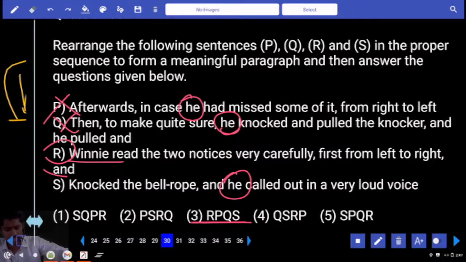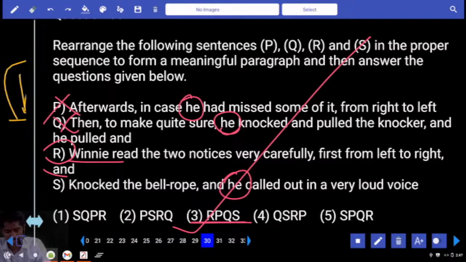Let me check. Only the third option has that opportunity of R becoming the first. Let me read. Winnie read the 2 notices very carefully, first from left to right, and afterwards, in case he had missed some of it, from right to left. So left to right, right to left next. They need to make quite sure he knocked and pulled the knocker, and he pulled and knocked the bell rope and he called out in a very loud voice. Third option, correct answer. Now coming back to comprehension, have you done the passage?